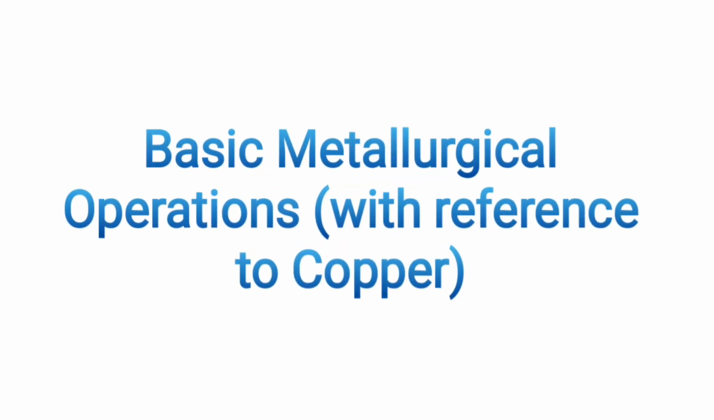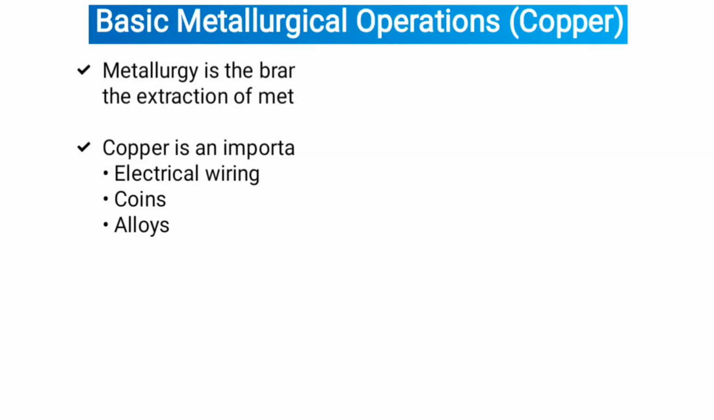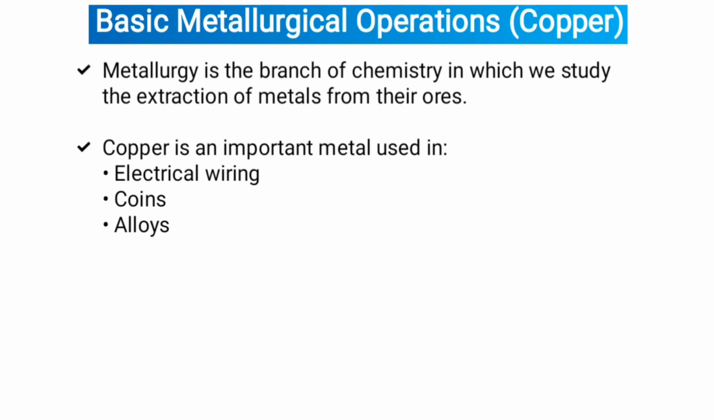So in the previous lecture we studied introduction to chemical industries, and today we are going to study another very important industrial topic, which is basic metallurgical operations with reference to copper. Dear student, metallurgy is the branch of chemistry in which we study the extraction of metals from their ores. Copper is an important metal used in electrical wiring, coins, alloys.